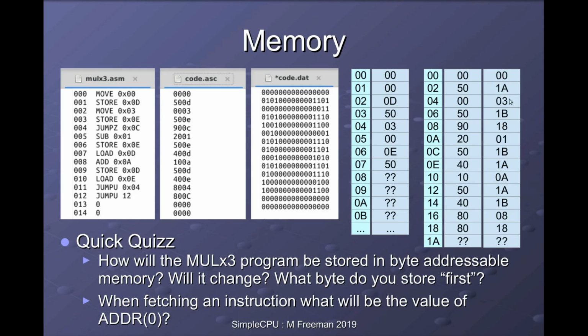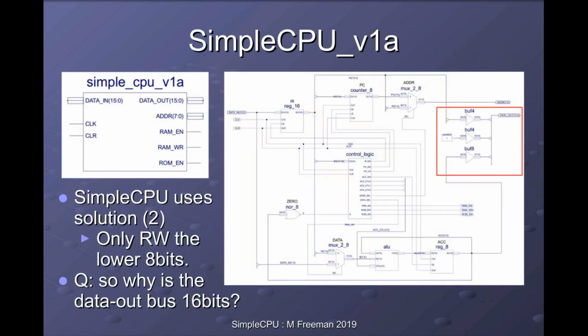If you store the low byte in the first addressable location, we call that a little endian representation. If you store the high byte in the first addressable location, we call that big endian representation. For this processor, when it's reading or writing variables from memory, it can only read and write to the low byte of each 16-bit storage location.